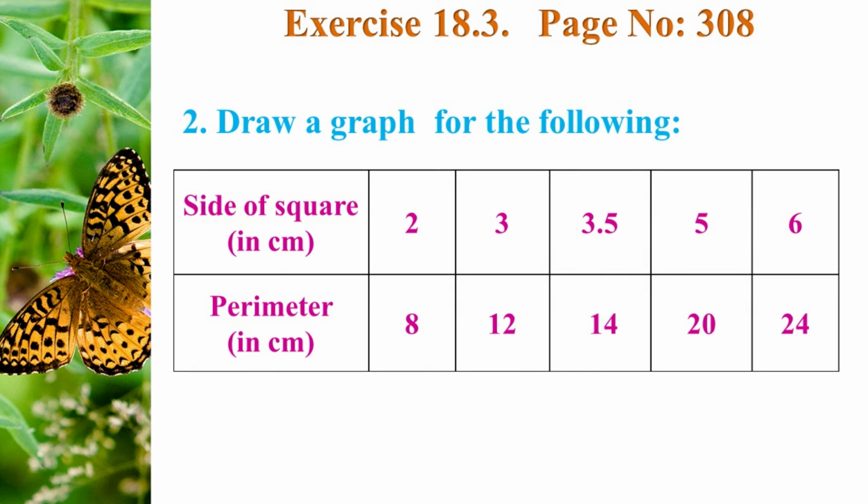Let us move to exercise 18.3. Second question. Draw a graph for the following. Side of square in centimeter: 2, 3, 3.5, 5, 6. Perimeter in centimeter: 8, 12, 14, 20, 24.